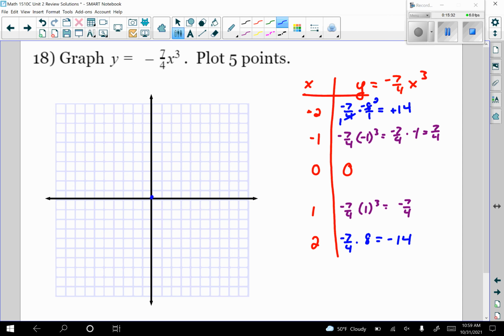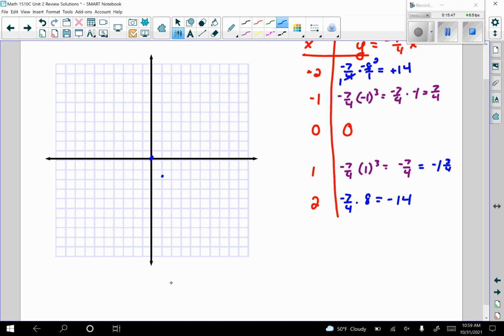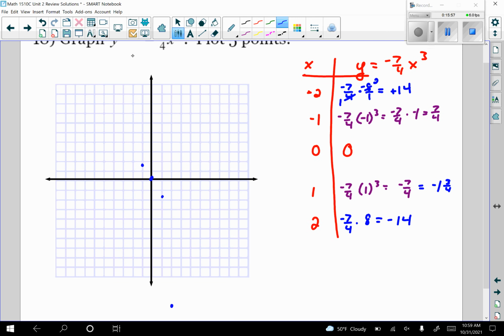So we have 0, 0. We have 1 and -7/4. So this is actually -1 3/4. We have a 2 and a -14. So that'll put us right about here. We have a -1 and 7/4, so right about here. And then we have a -2 and a 14. So that'll put us right up here.